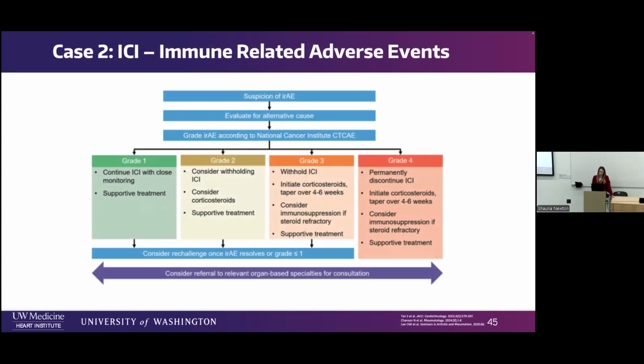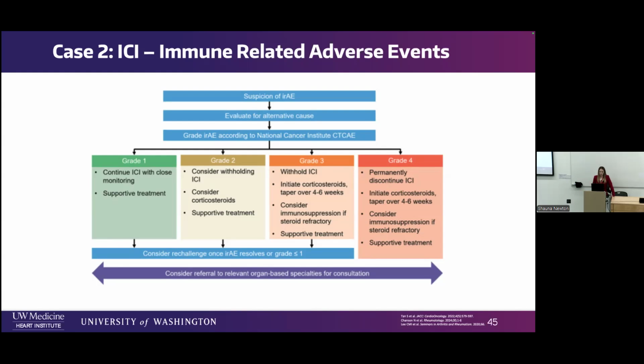So what do we do about these immune-related adverse events? The guidelines at this time: if you have suspicion of immune-related adverse events, which are the complications from these medications, you should first evaluate for alternative causes. Then, if it's thought to be related to the immune checkpoint inhibitor, you're supposed to grade the immune-related adverse event. For each different type of adverse event, at least the more common ones, like thyroid toxicity, there's a specific grading scale. There's not one for vasculitis.